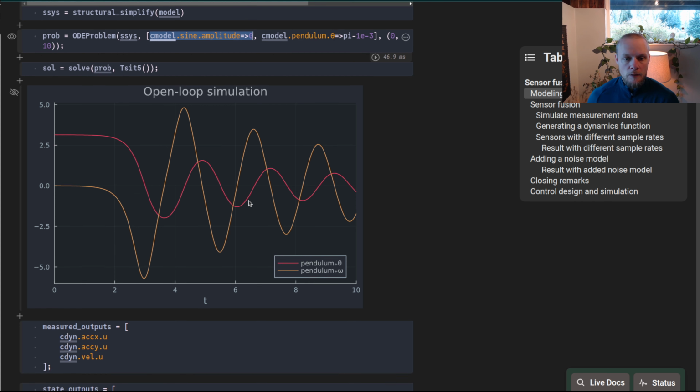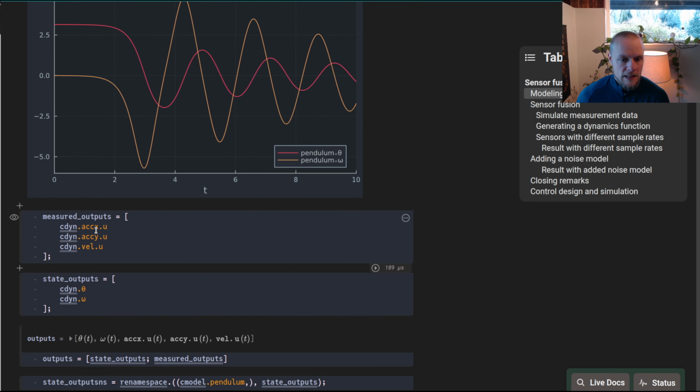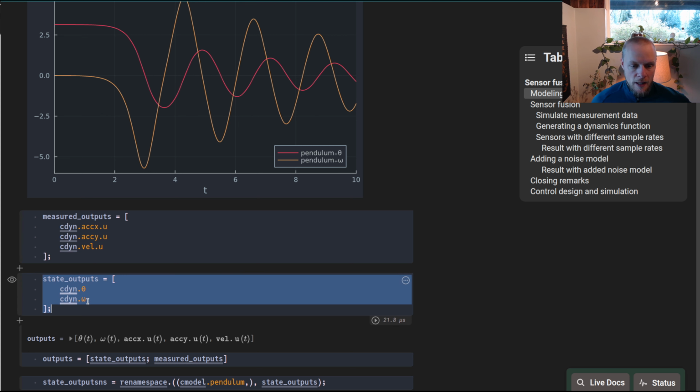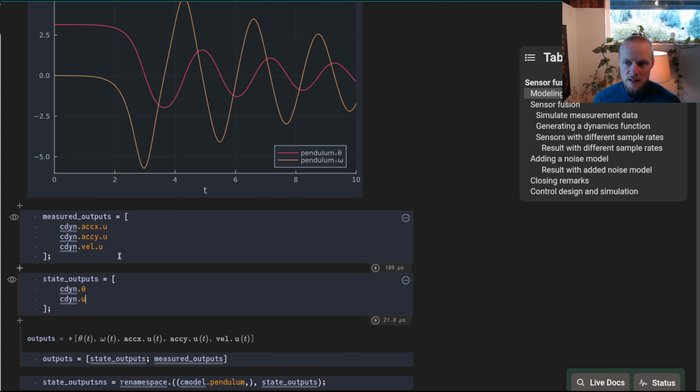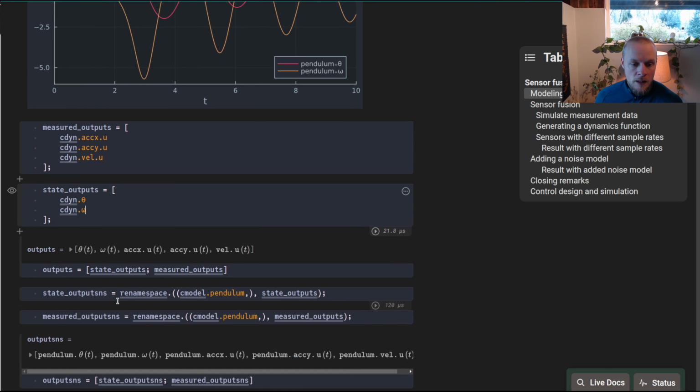To facilitate working with this model, I create some arrays where I have some measured outputs. So I can measure the accelerometer readings, two of them, X and Y, and then the angular velocity here. And then I also create an array of state outputs. So these are not measurable. I can't measure the angle and the angular velocity, but I will use these outputs for something else later in the video. I will show why. So I put all these outputs in an array, and we now have them here. So they are rendered nicely here in LaTeX.